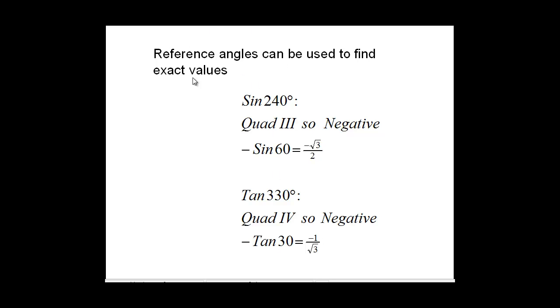So you can use your reference angles and which quadrant you're in. If it was sine in the third quadrant, it's negative, so it's negative sine. The reference angle for 240 was 60. The reference angle for 330 is 30. Just subtract 180 or subtract 360. And those are the ones we've memorized, so then it's just a plus or a minus in front of what we memorized.